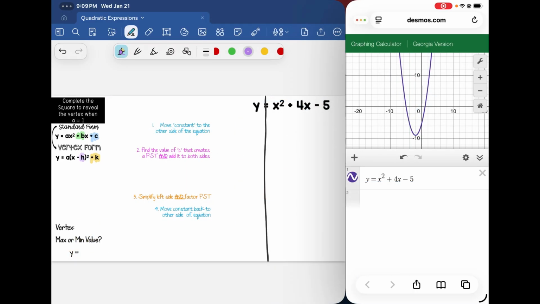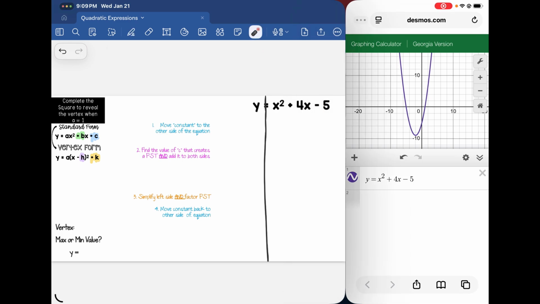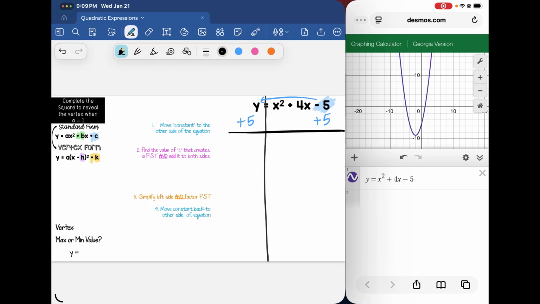Y is equal to x squared plus 4x minus 5. It is not a perfect square trinomial because this last term is not a perfect square, and half of 4 squared ain't 5. All right, so we need to move this constant term out of the way to the other side so I can actually create me a perfect square trinomial. What is the opposite of subtracting 5? Adding 5. Whatever we do to one side, we do to the other side.